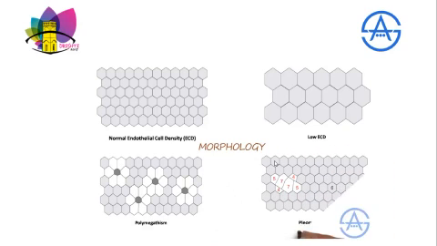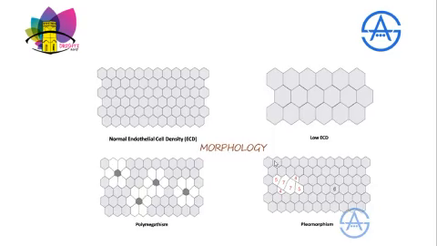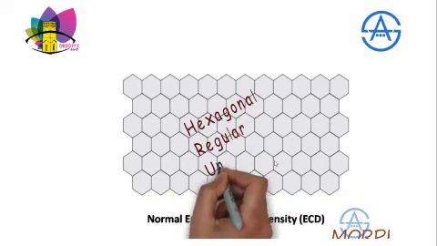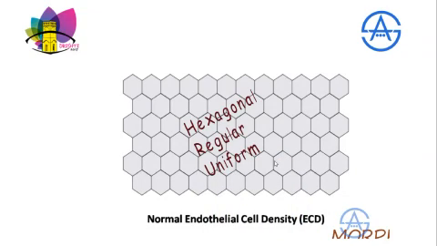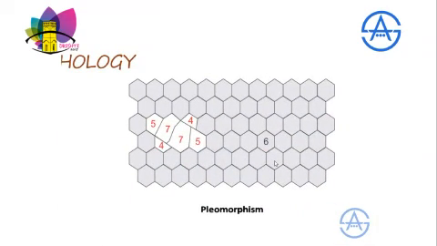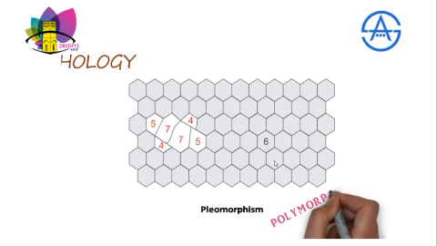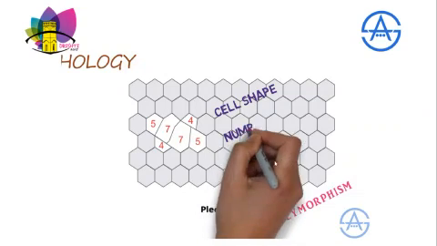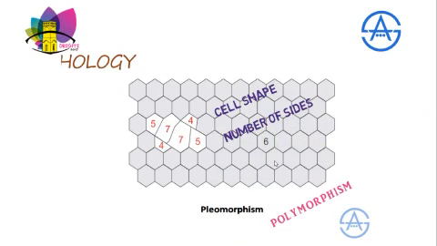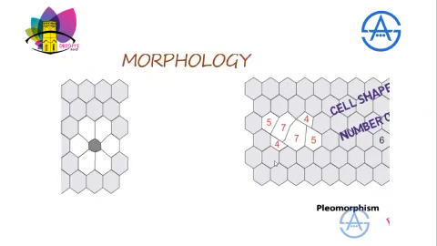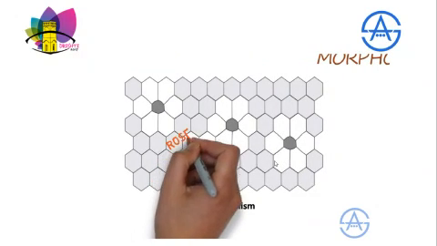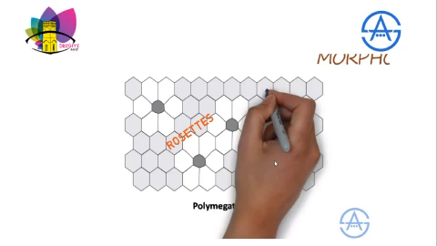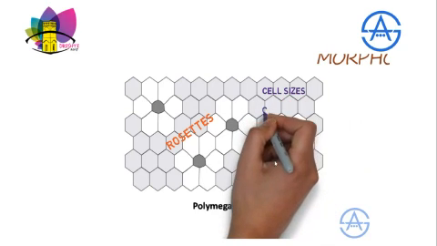So in the normal endothelial cell density, we know it's around 3500, and up to 2500 is accepted, but all these cells are hexagonal, regular and uniform. In pleomorphism, the other terminology is polymorphism, and here we are dealing with the shape and the number of sides of each cell, which may vary from 4, 6, 5. Normally it has 6 sides. In polymegathism, we are dealing with rosettes, and this is with regard to the cell size, and this can be graded as mild, moderate and severe.